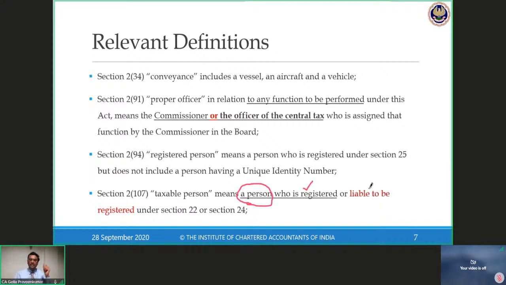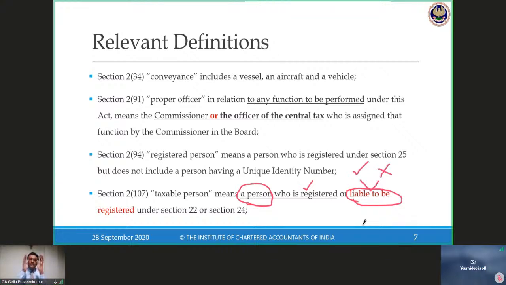Now this comes into two questions. Sir, what if I am liable to register and obtain registration? What if I am liable to register but not obtain registration? Now that is where my entire discussion comes into picture called liable to be registered. So a person who is liable to be registered but not registered, I can call him a taxable person. A person who is registered though not liable to be registered, voluntary registration, is also called a taxable person.